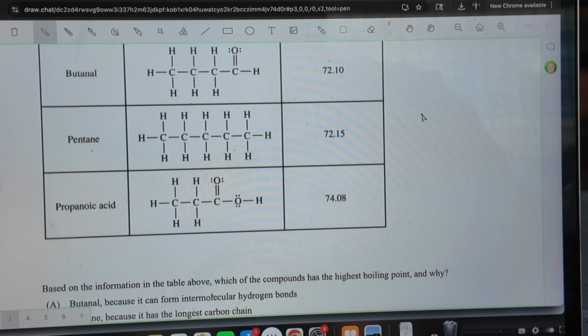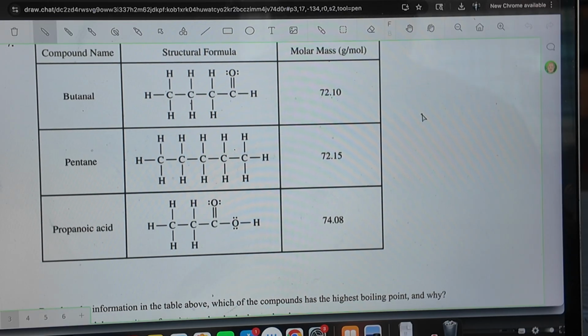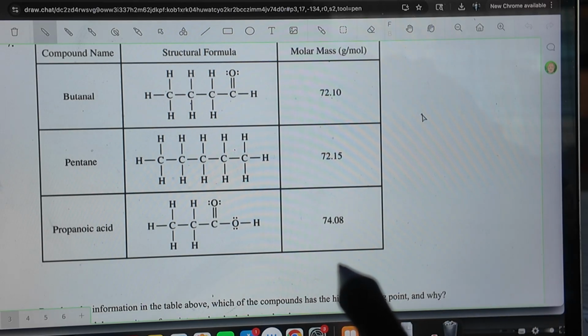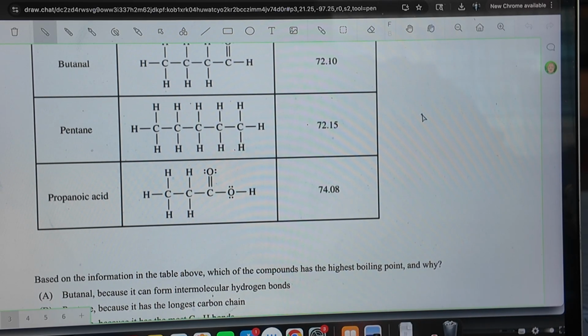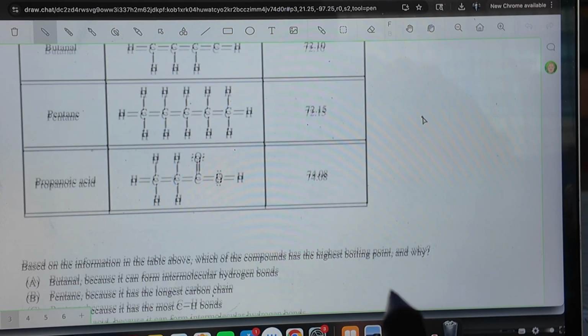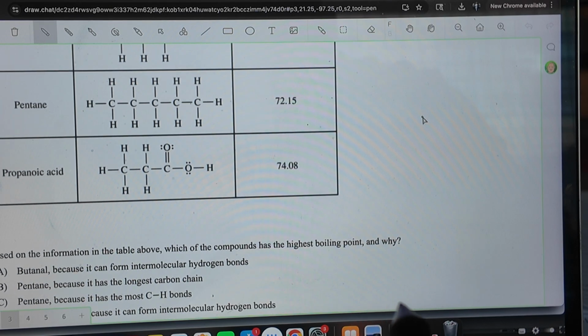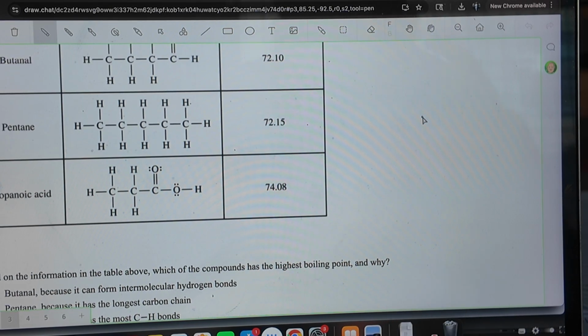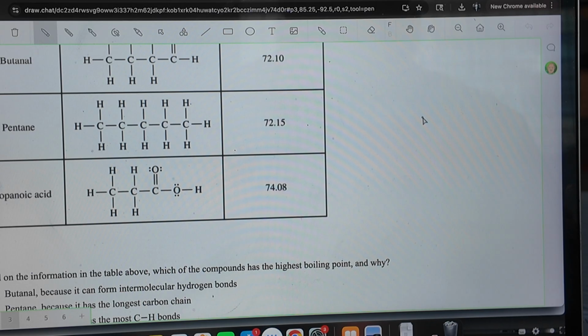Okay, let's take a look at this. I think I did this one in class. You're looking at these three different molecules. They all have similar molar mass, and they're asking which one has the highest boiling point. All three of them have similar molar masses, anywhere from like 72 to 74 grams per mole. So their boiling points are not going to be decided by mass.